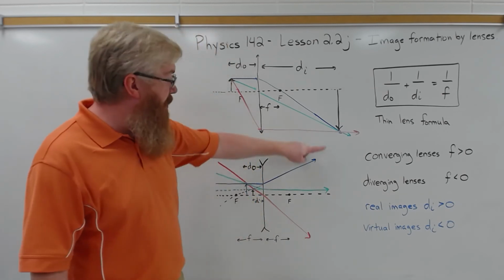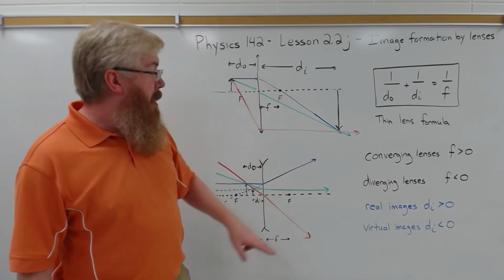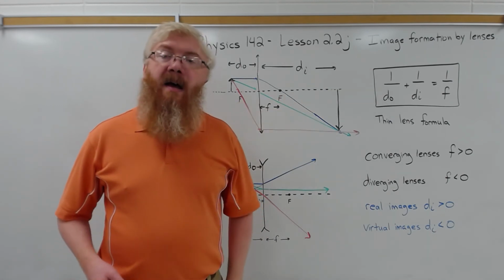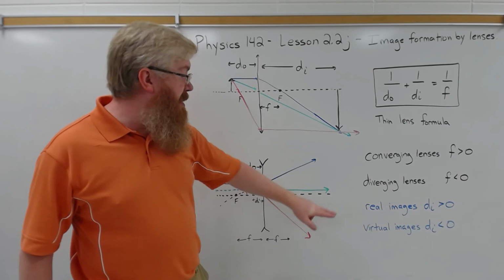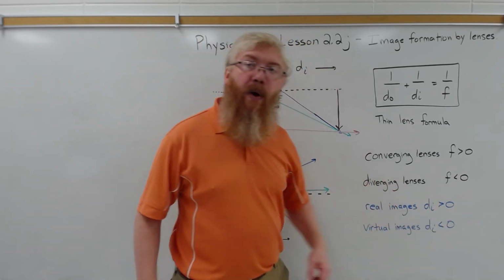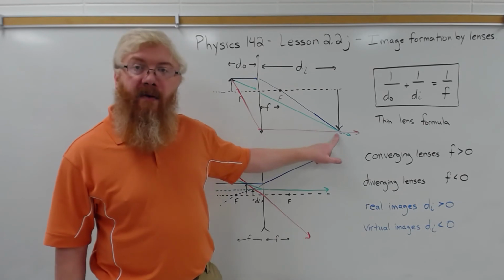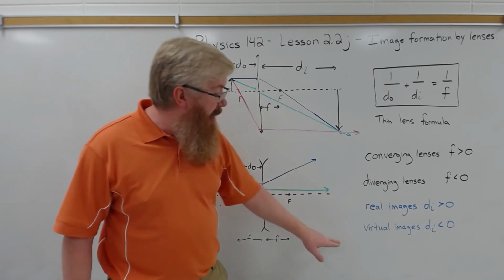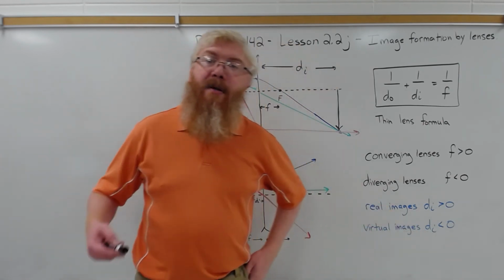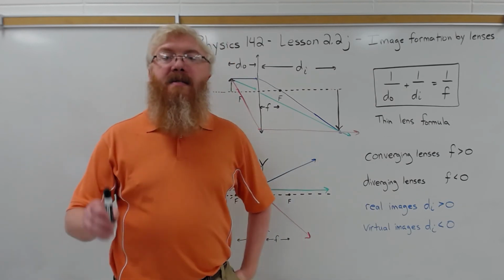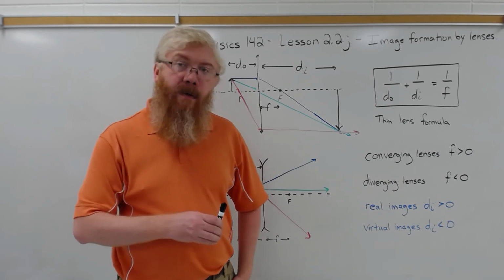Additionally, when you solve for the image distance, you might get a positive or negative number out, depending on how this formula works. If your image distance, d sub I, is positive, it's greater than 0, it's a real image. The rays of light really converge there. If your image distance is negative, it doesn't mean you made a mistake. It means that the image is virtual.